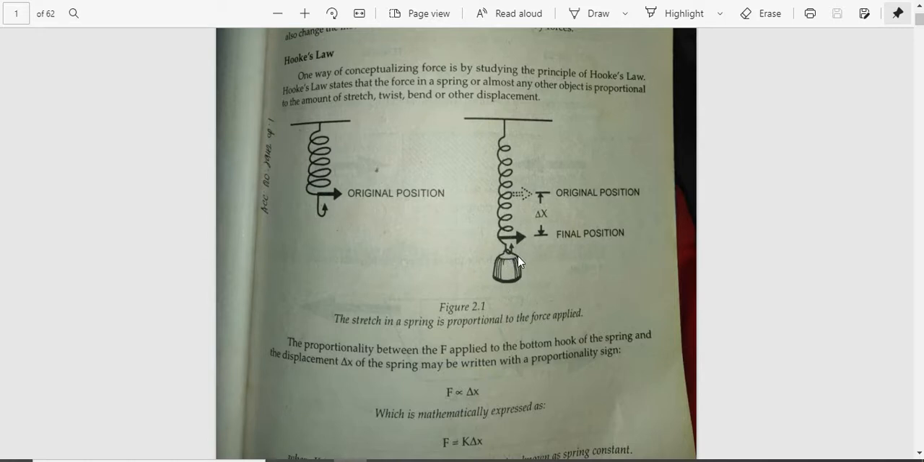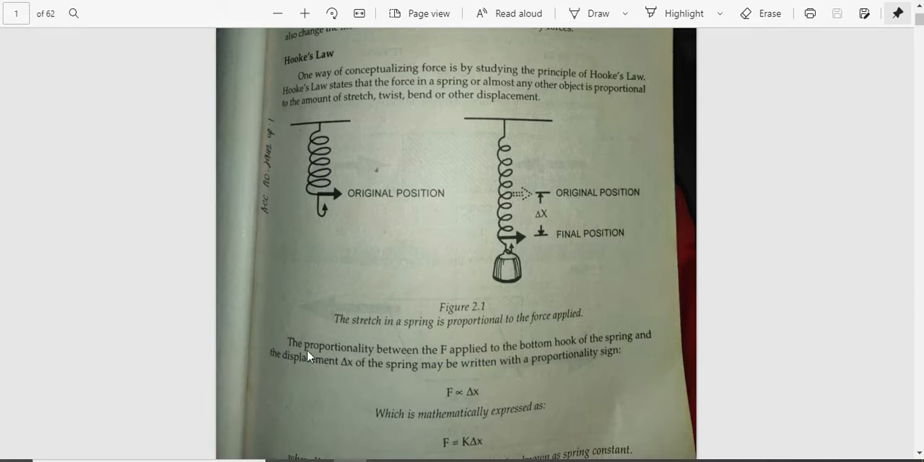Okay, the force is on the object. That object has a gravitational force applying to it. Therefore, the original position of your hook goes down. That is represented by your triangle x. The triangle signifies change, and the x signifies the distance.